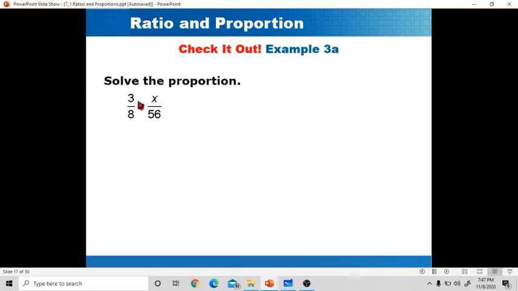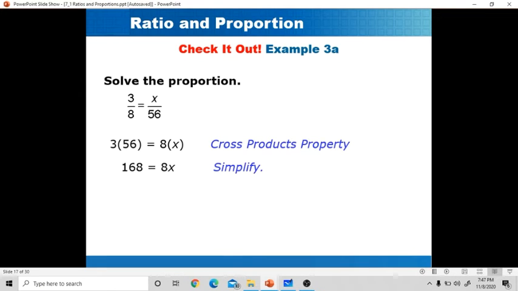The next, solve the given proportion, find the value of x. Okay, 3/8 is equal to x all over 56. Apply the cross products property. It will be 3 times 56 equals 8 times x. 3 times 56 is equal to 168. Then 8 times x is equal to 8x. Then it will be 168 equals 8x. Divide both sides by 8. It will be x is equal to 21.